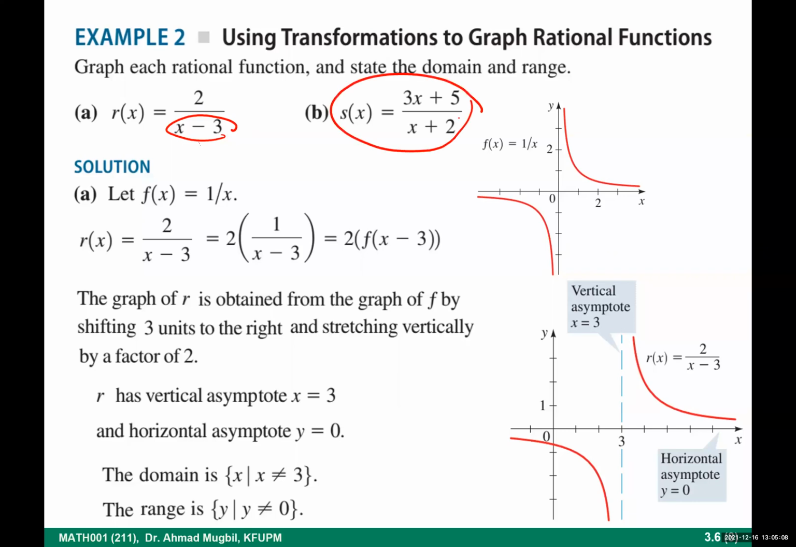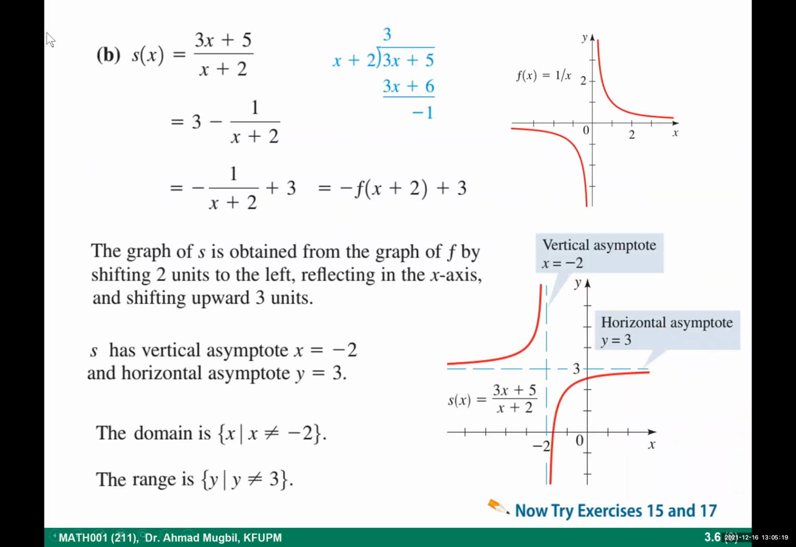This is the type that we, I think, stopped at in the last class: how to sketch the graph or find the vertical and the horizontal asymptote of such a function. To do that, you need to use long division, because this is linear over linear, so it comes from the transformations of 1 over x.